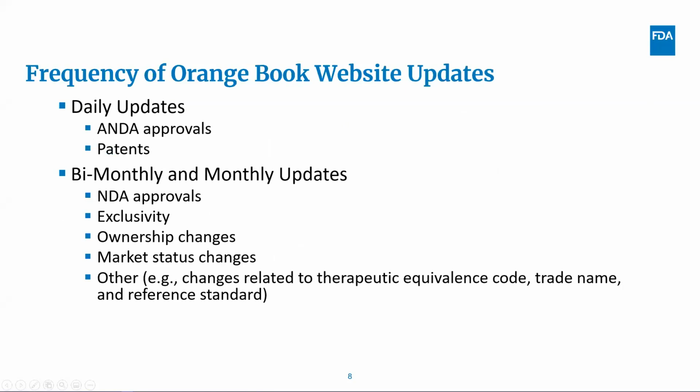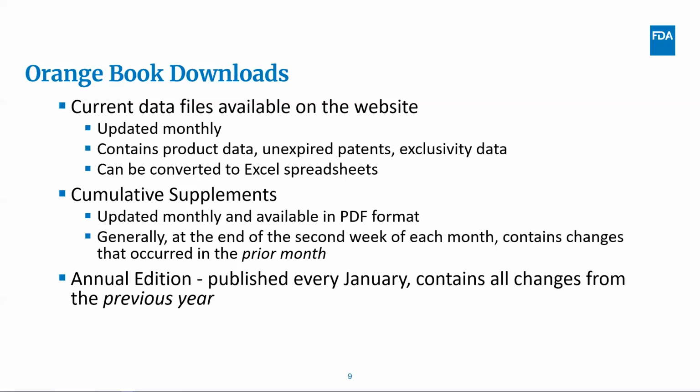The Orange Book is updated frequently. We have daily updates, which include ANDA approvals and patents. We also have bi-monthly and monthly updates. These include new NDA approvals, exclusivities, ownership or market status changes, or other changes related to therapeutic equivalence code or trade name or reference standard designation. The Orange Book is also available for download on our website.